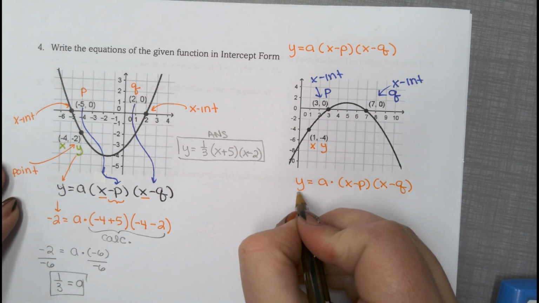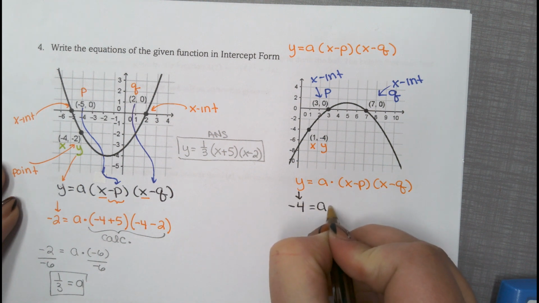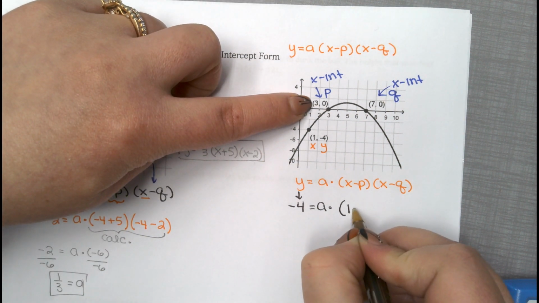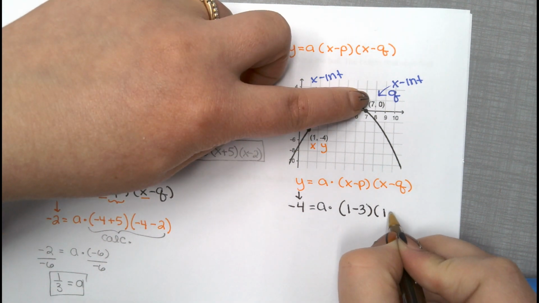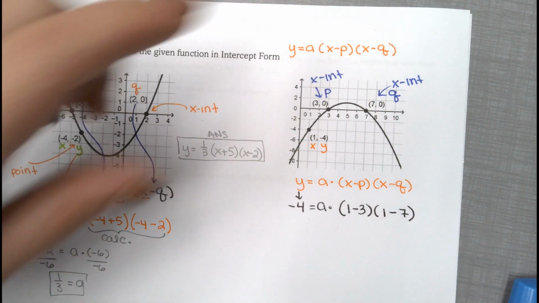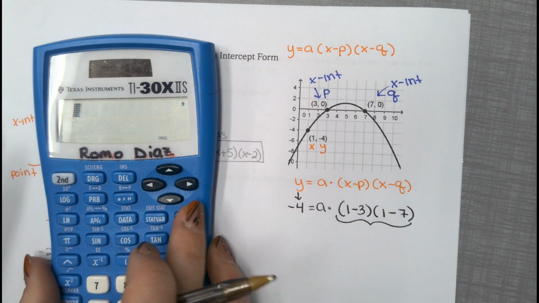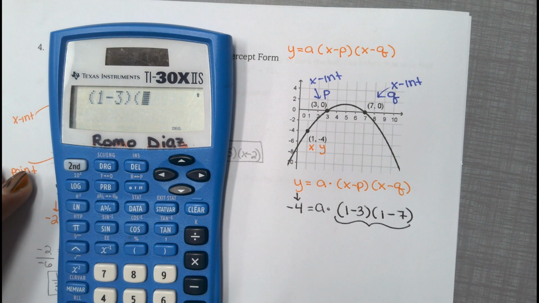Plugging in, we have a -4 for y. A stays the same. X is a +1. P is 3, so we do opposite of what we see. X is 1. Q is 7. We do opposite of what we see with a minus. Again, we're going to calculate this using our calculator. If you want to do this in your brain, go ahead. You have my blessing. 1 minus 3, parentheses, 1 minus 7, close it, and we get 12.